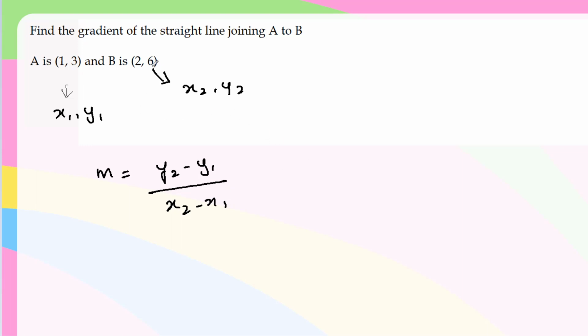Now you just see, 6 minus, I am first subtracting 3 from 6, the y values of this point and this point. 6 minus 3 divided by 2 minus 1. So 6 minus 3 is 3 by 1. So the gradient of this line is 3.